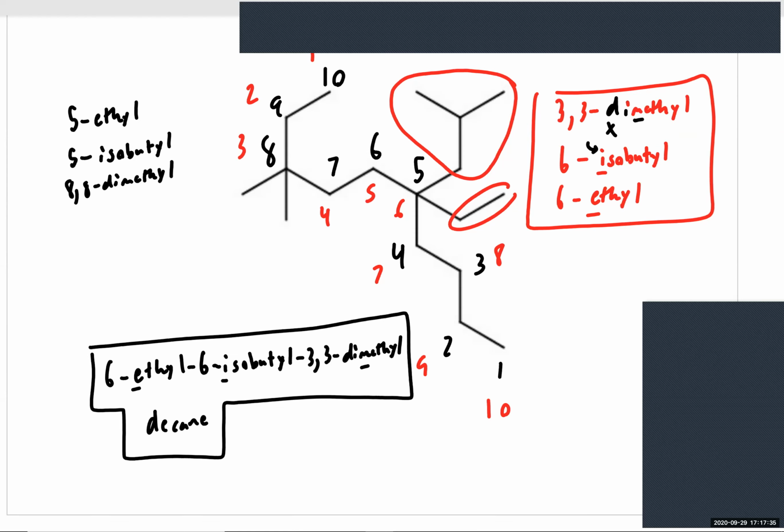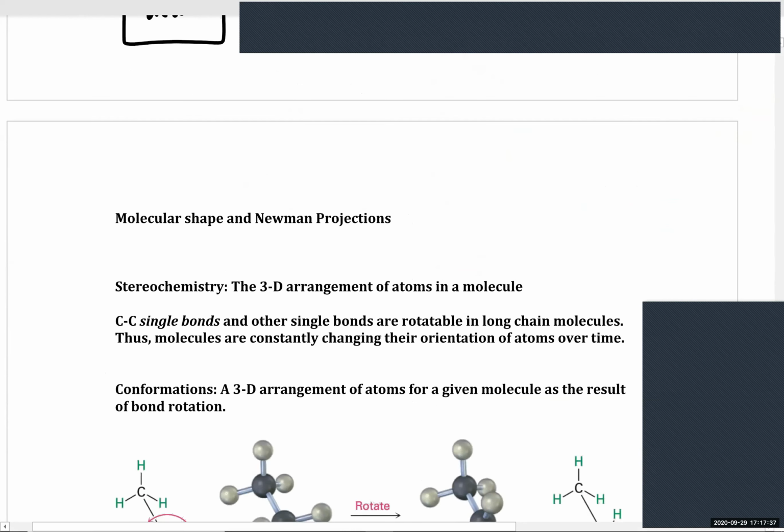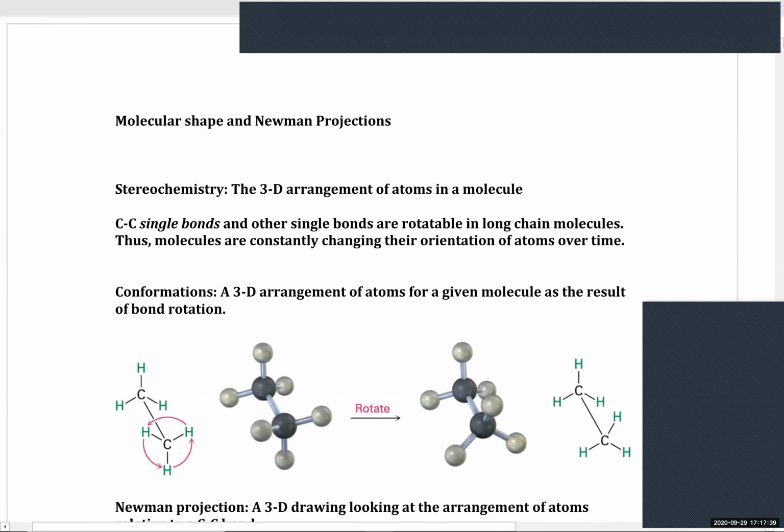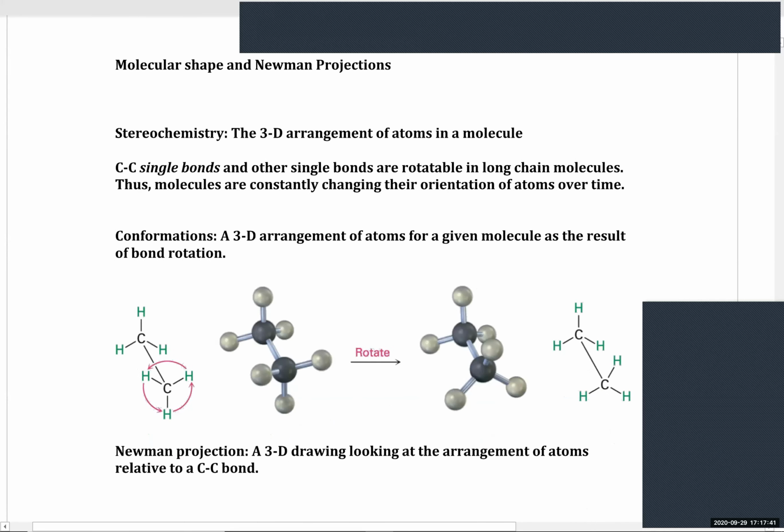So let's keep going then. What we're next going to talk about is this idea of molecular shape and Newman projections. This is a good time where if you have your model kit, you should take out your model kit because we'll be using it throughout this next portion of the lecture.